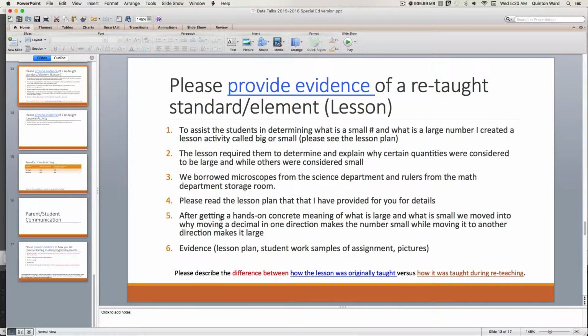Okay, after getting a hands-on and concrete meaning of what a large and what a small number is, we moved into why moving the decimal in one direction makes the number small while moving it in the other direction makes it large. So we had several artifacts of evidence. We didn't just talk through it, we actually show the graded work from that activity with teacher commentary on it. Okay, please note this disclaimer on the bottom. Please describe the difference of how the lesson was originally taught versus how it was taught during reteaching.